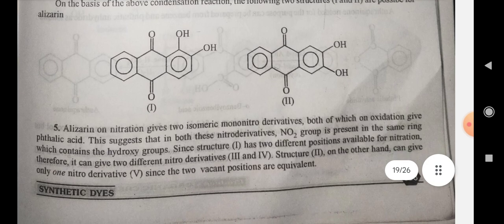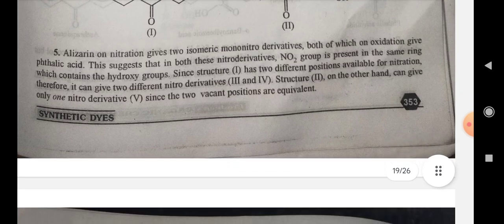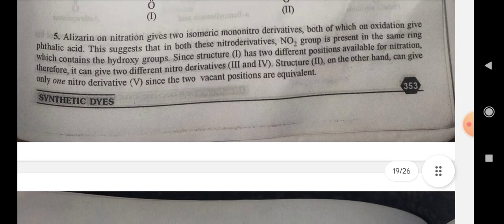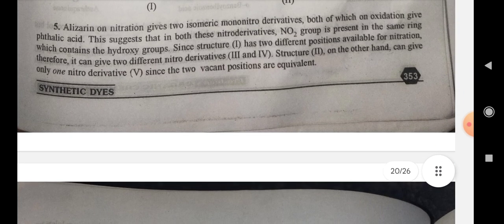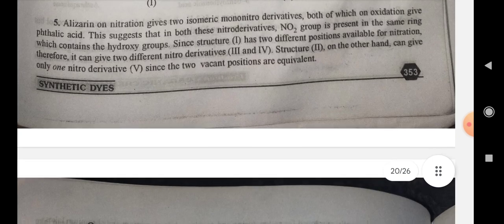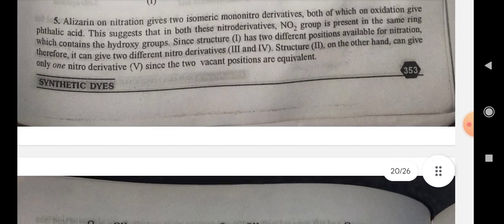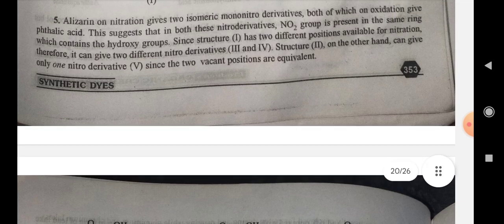Alizarin on nitration gives two isomeric mononitro derivatives, both of which on oxidation give phthalic acid. This suggests that in both these nitro derivatives, the NO2 group is present in the same ring which contains the hydroxy groups.